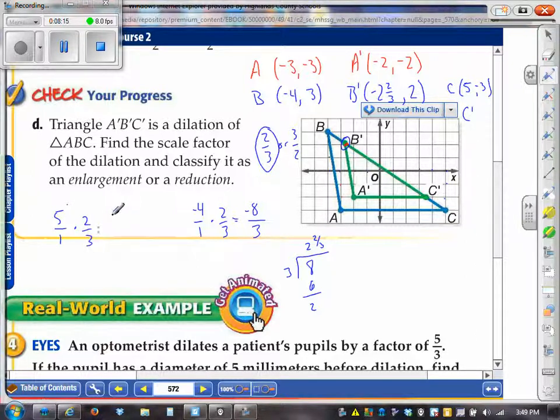5 times 2 is 10. 1 times 3 is 3. 10 divided by 3. 3 will go into 10 3 times with 1/3 remaining. So x is 3 1/3. Then the y coordinate, which is negative 3, will become negative 2. We've already done that math. Okay, and let's see if that's where it is. Go to 3 1/3, then down 2. Absolutely. Okay, so there's an example of that.